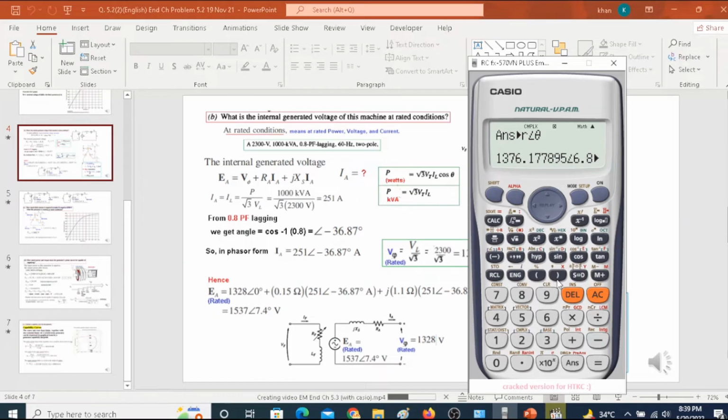Now let's go to part B. What is the internal generated voltage of this machine at the rated conditions? So we want to find the internal generated voltage at the rated condition. Rated condition means the rated power, the rated output voltage and the rated current. So we have to find this current, and we have to find the phase voltage. For ease, we are considering only one phase.